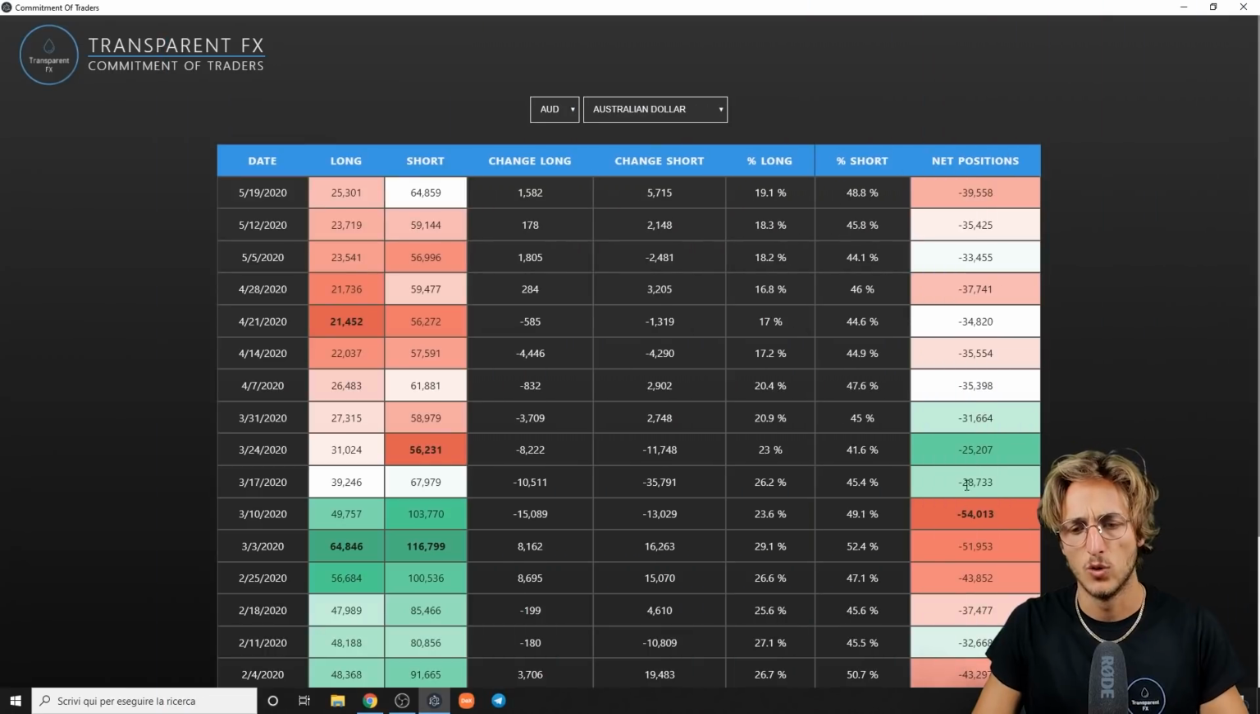And what we can see is that we went from having minus 54k net positions all the way up to having minus 25k net positions, and currently we're sitting at minus 39k net positions. But there's one very important thing that we have to keep in mind.